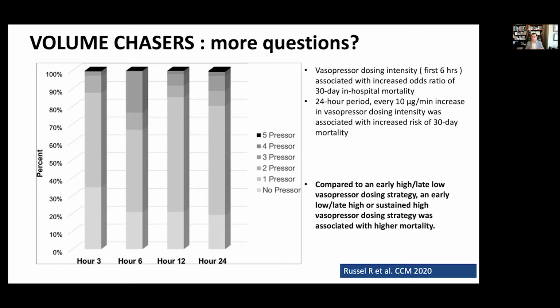So what they found was if you start vasopressors high initially and then down titrate them, that is associated with an improved survival. So really, initially loading vasopressors seems to be more important than initially starting low and then increasing, or just giving a sustained chronic dose of vasopressors in patients with septic shock.